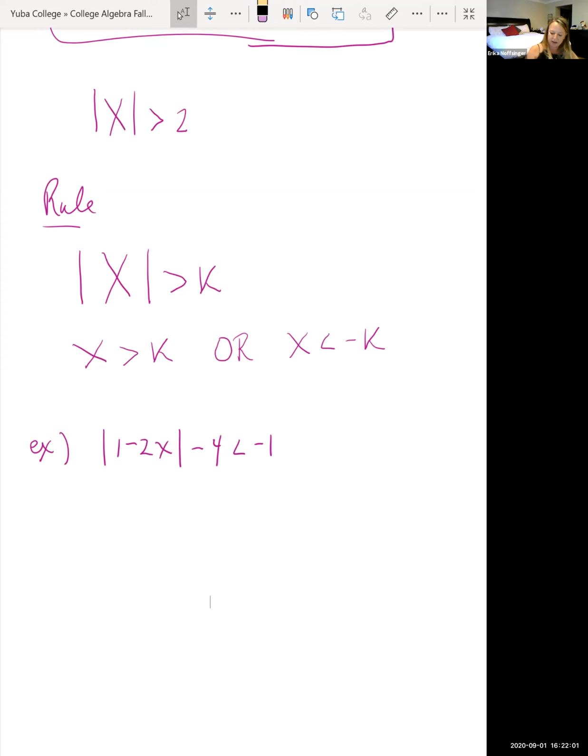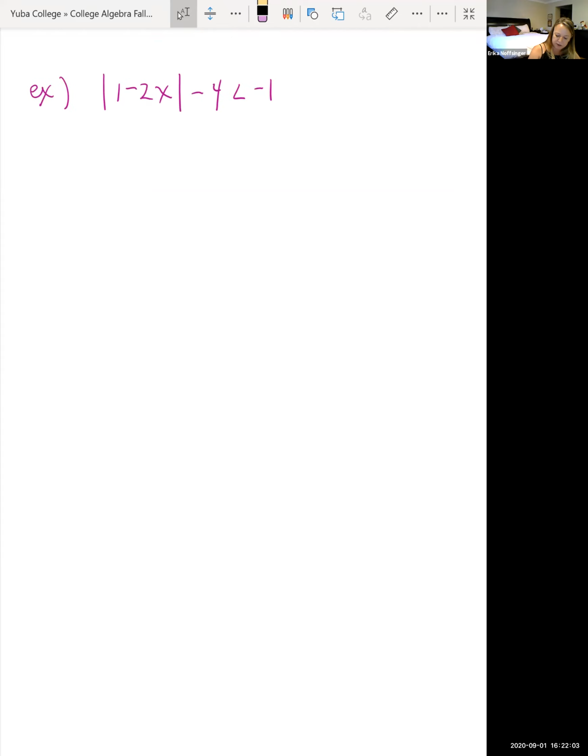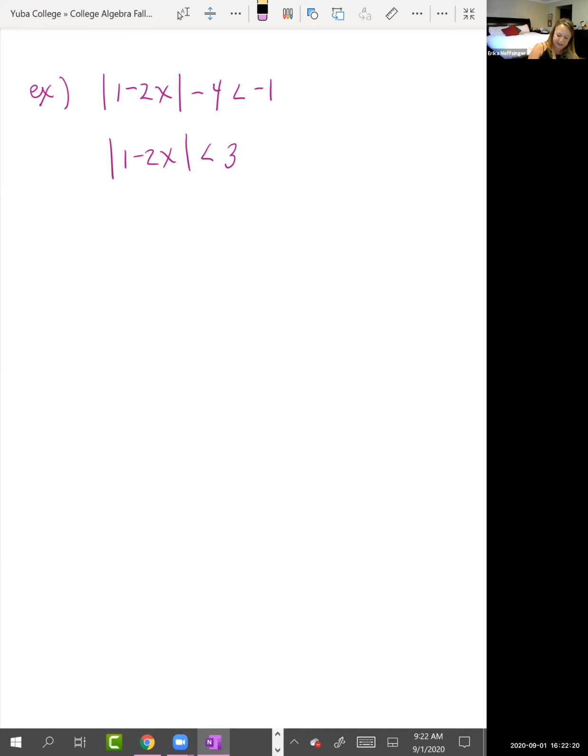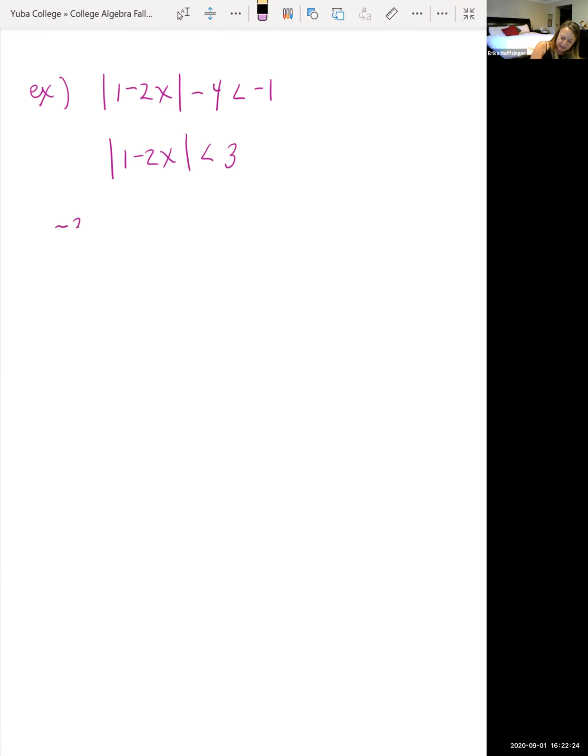And so if we add 4 to both sides of the equation, we get the absolute value of 1 minus 2x. This is less than negative 1 plus 4 is 3. So it's a less than with an absolute value. And so I'm going to rewrite it. This is the one that we sandwich in between the negative. So this is the same thing as negative 3 is less than what was inside the absolute value, which is 1 minus 2x, is less than 3.